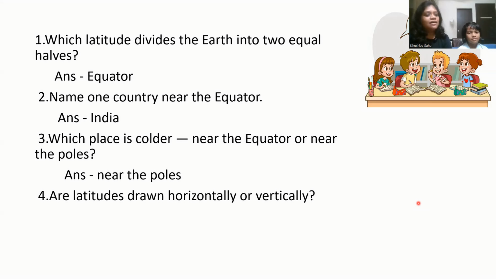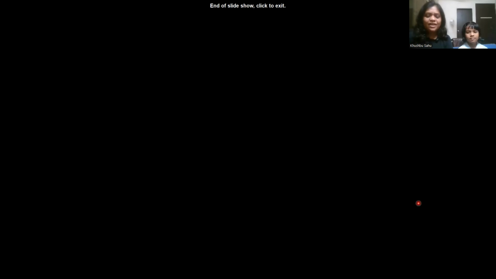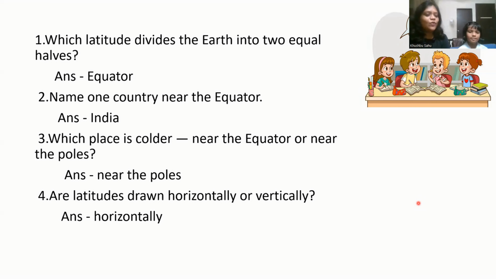Fourth. Read the question. Are latitudes drawn horizontally or vertically? Latitudes are drawn horizontally. Perfect. So, Advika, you got 4 out of 4. Very nice. I like it. So, kids, hope you could understand about the latitudes.